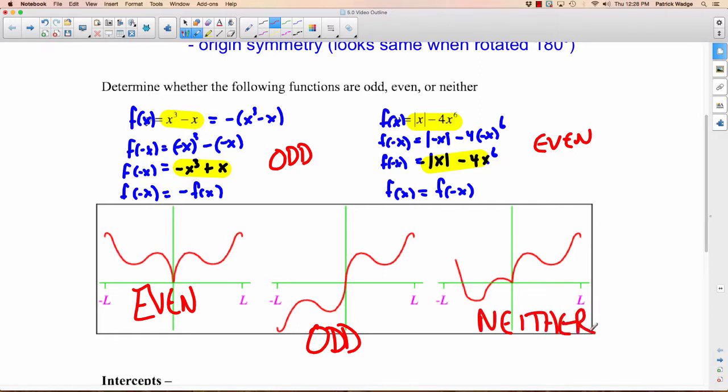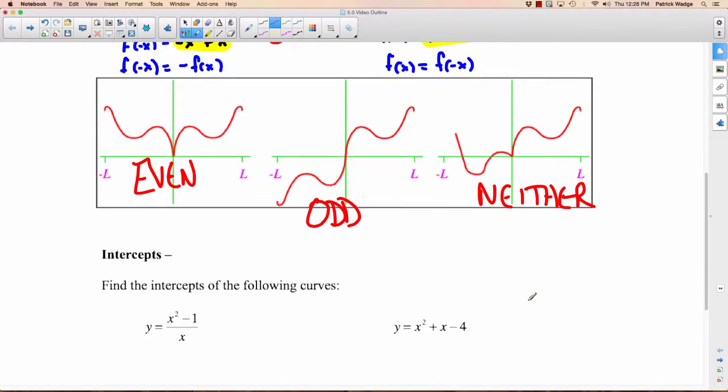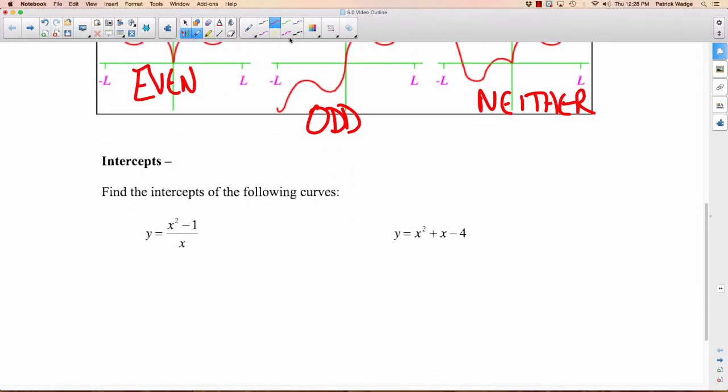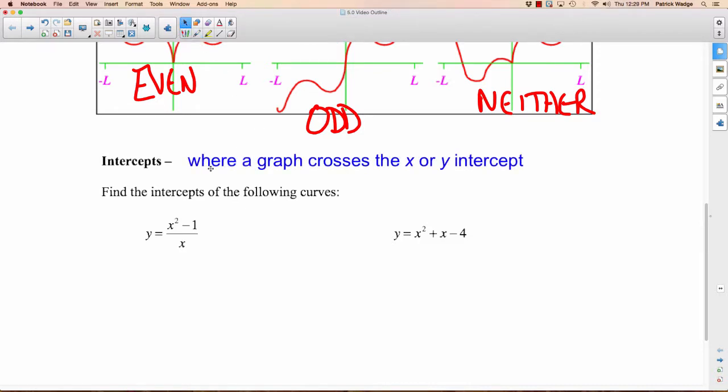And this is what you need to know about odd and even functions. Okay, intercepts. Definitely done a little bit of this year, and a lot in previous years. Intercepts are, of course, where a graph crosses the x or y. That should not say intercept there, so let's change that. That's a mistake. This should say where a graph crosses the x or y axis.